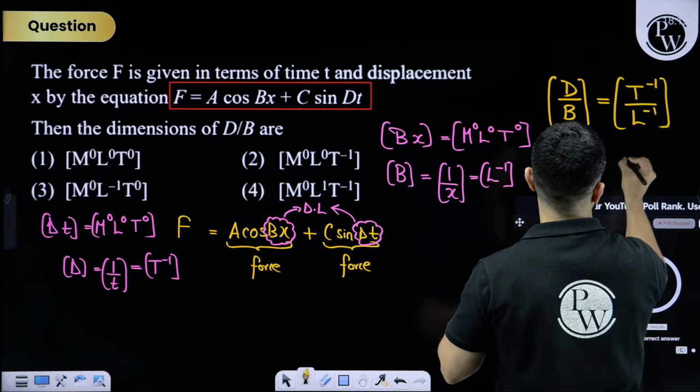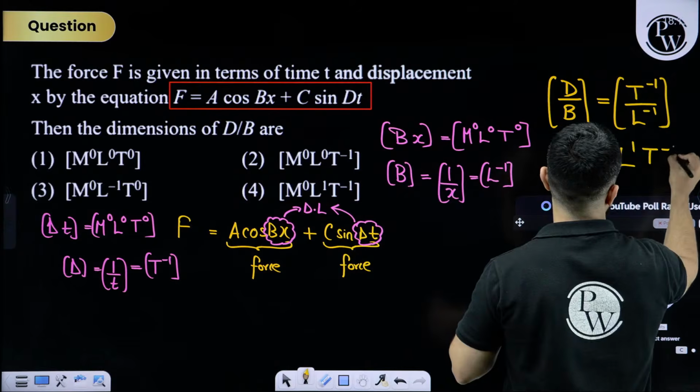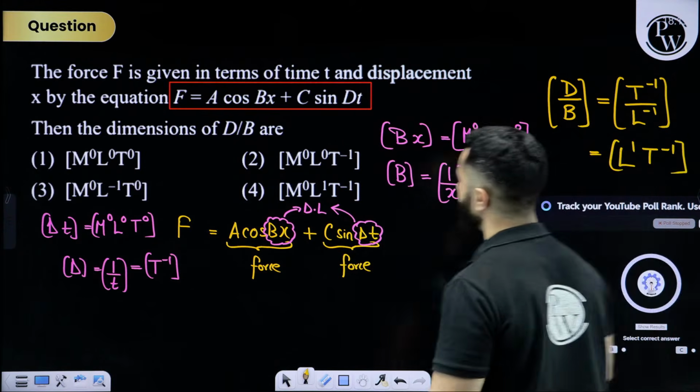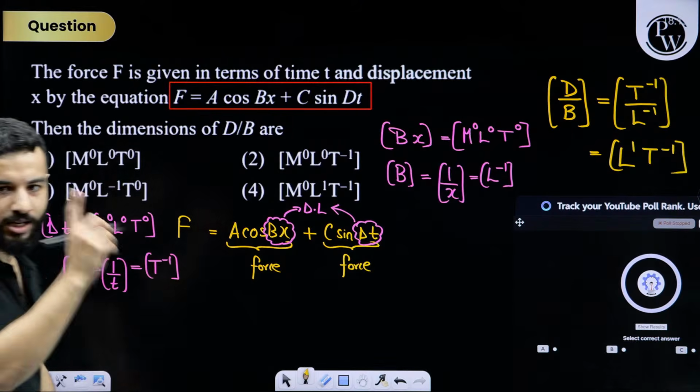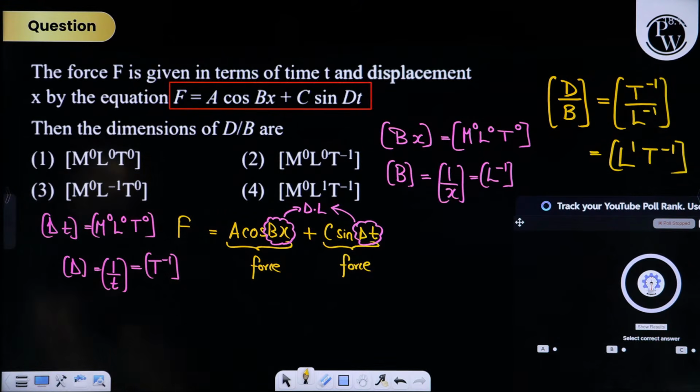So this means that this is L1 T minus 1, and there is no M. So M0 L1 T minus 1. My dear friends, kindly note it down.